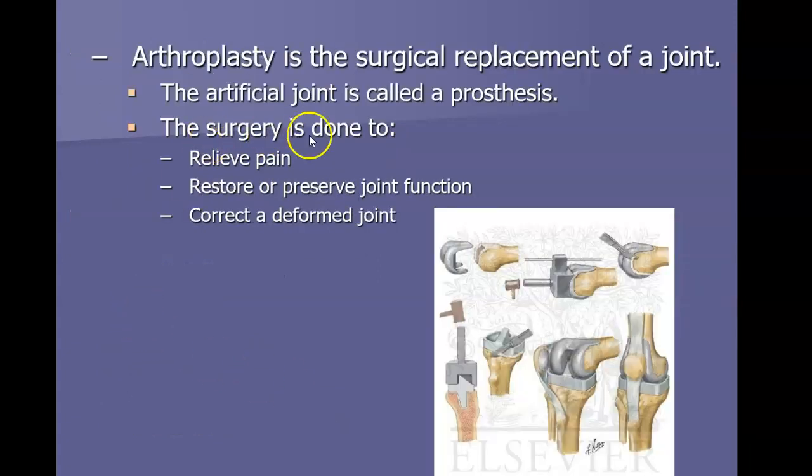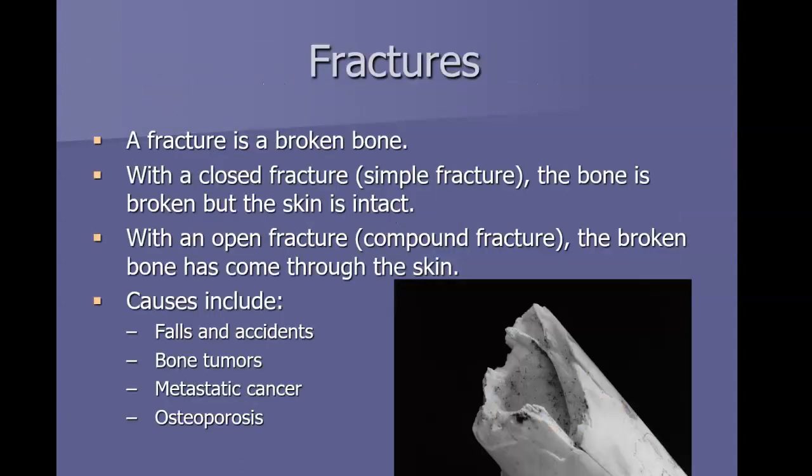So arthroplasty is the surgical replacement of a joint. Knees and hips are the most common place to see it. Surgery is done to relieve pain. When the pain just gets so bad in a person's joints that they no longer have a good quality of life, it's time for a joint replacement. So it will restore or preserve joint function and correct a deformed joint. And they saw off the old joint and screw on a new one. It's a wicked surgery to watch. You can actually go on YouTube and see a joint surgery.